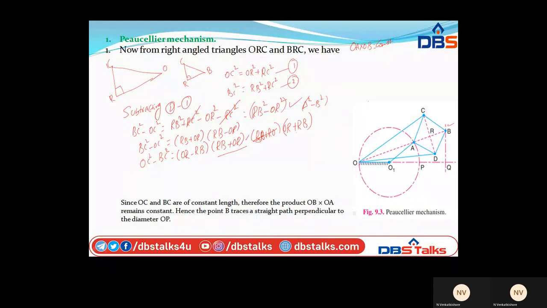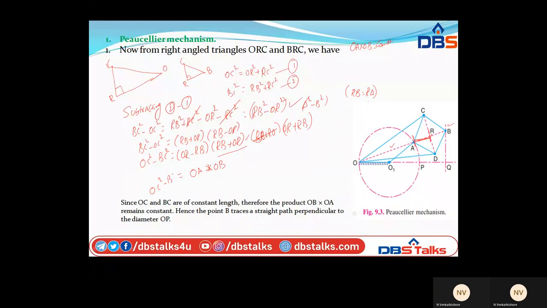What does it mean? The total length will be OB, isn't it? So into OB, is it okay? Then what does OR minus RB mean? The total length is OR minus RB. Since RB equals RA, if you subtract this value from the total length OR, what is the remaining thing? OA only. So since RB is equal to RA, OA into OB is to be constant.